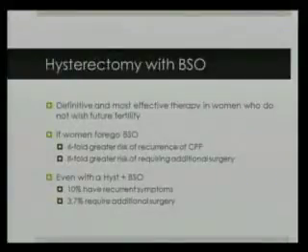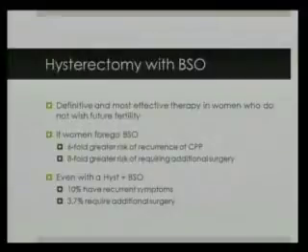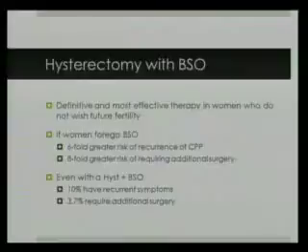And of course, there's hysterectomy. It's the definitive and most effective therapy in women who don't want to have babies anymore.